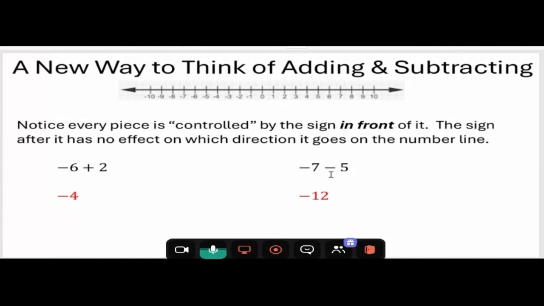Even though it looks like subtraction, don't think about it as a minus, right? Don't think about it as two things that are being subtracted. Think about it as every piece is controlled by the sign in front of it and nothing else. Left 7 and left 5 makes a total of left 12, negative 12.